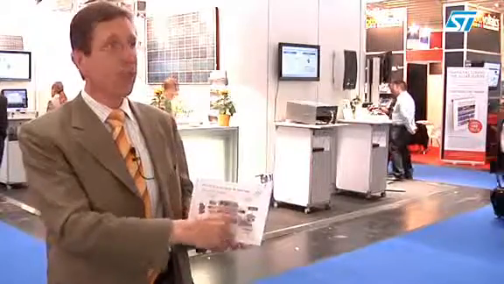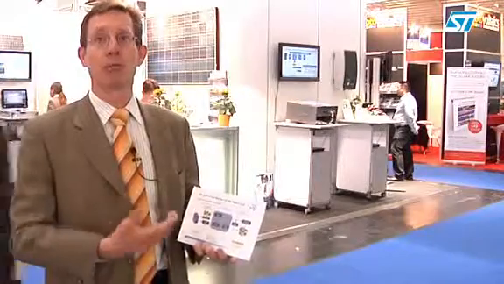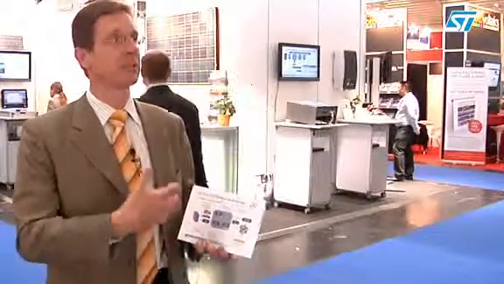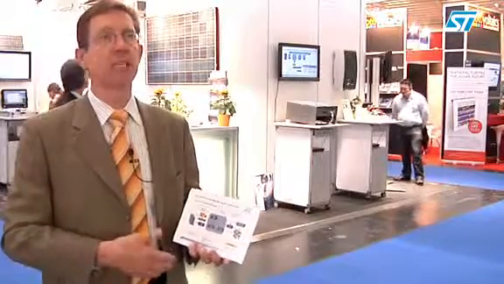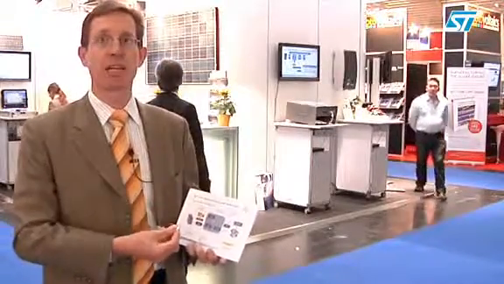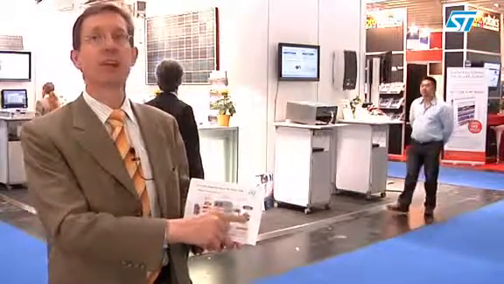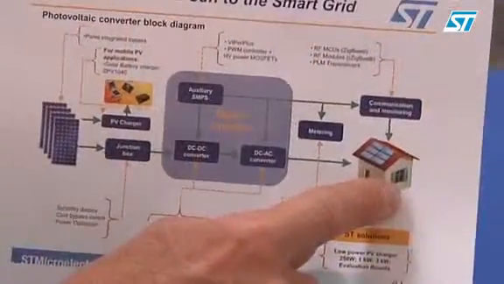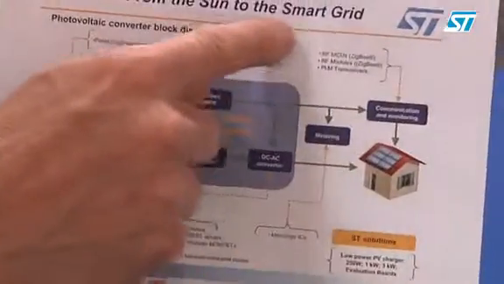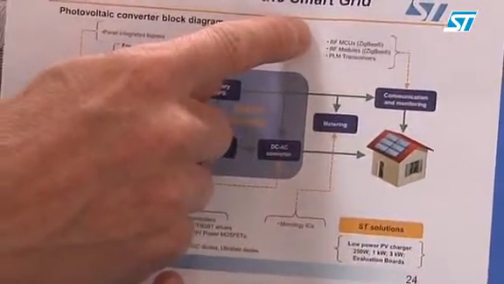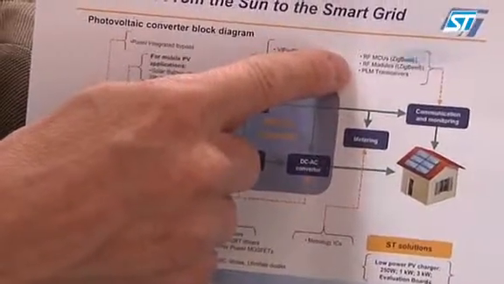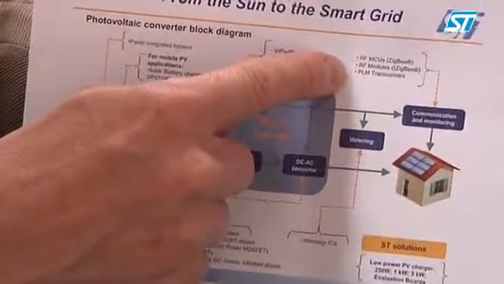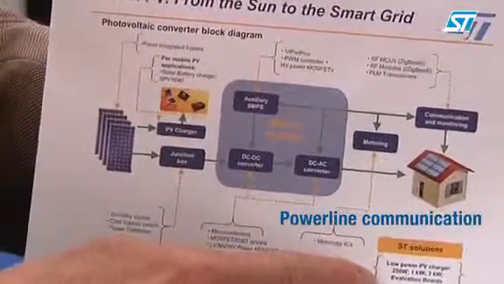Then we also have to communicate, because once we want to become a provider to the smart grid, and this is what the whole renewable energy is targeting, it has to be connected to the smart grid. So we have to have a lot of communication. The communication can be either with RF, for example based on the Zigbee protocol, or it can be based on power line communication.